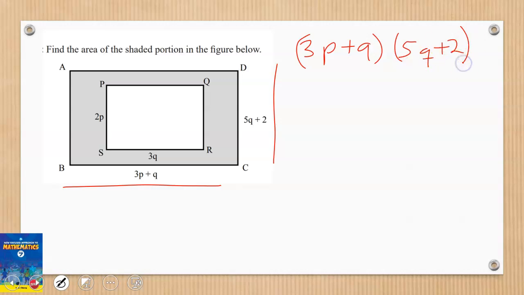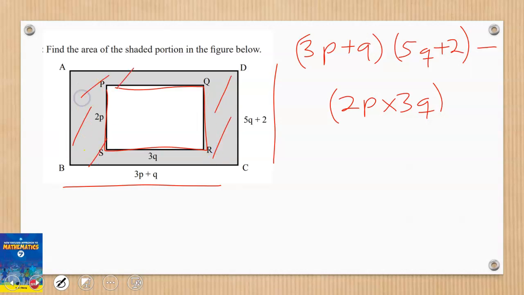So we are going to do this expansion. Then whatever the answer is, minus that of the smaller one, which is 2p times 3q. So this is what we have. That is the smaller one. When we get the area of the smaller one out of the bigger one, we'll get the remaining area, which is the shaded portion. So let's do this simple work here.